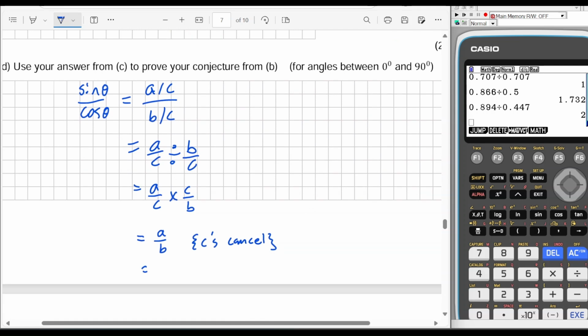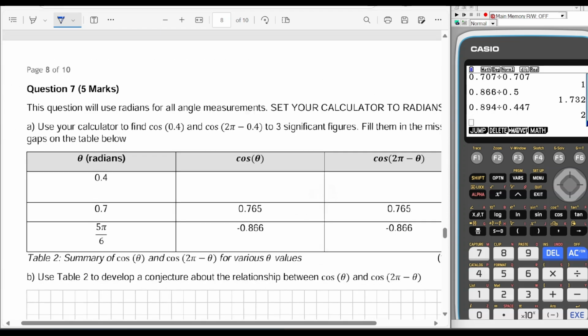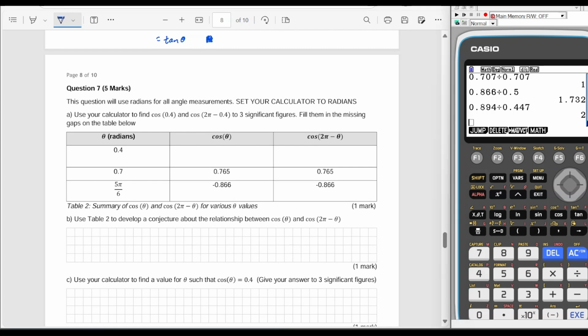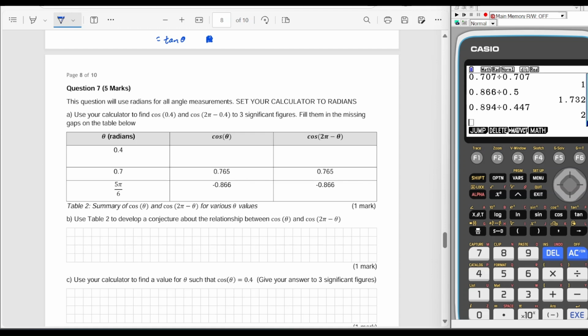And we saw before that A over B was tan theta. Done. Because it was there, A over B. All right. Similar thing here. We just got to set our calculator to radians. So we'll go into shift setup, go down to radians. Okay, 0.4. So cos of 0.4 is 0.921. And cos of 2 pi take 0.4 is 0.921. Interesting.